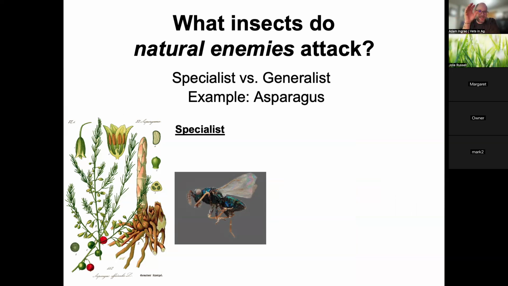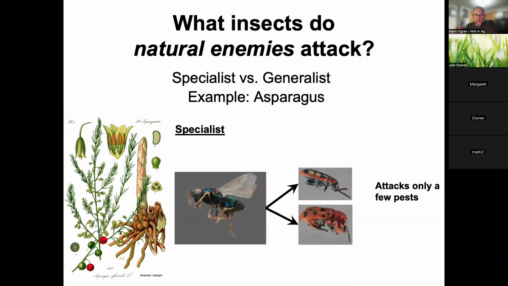Now, generalists tend to be predators, just as a general rule. Most generalists are predators. Most of your specialists are going to be parasitoids, meaning those parasitic wasps and flies. So in this situation, we've got this parasitic wasp here, and the only thing it attacks in asparagus are the asparagus beetles, both the spotted asparagus beetle and the common asparagus beetle. It will not attack anything else.